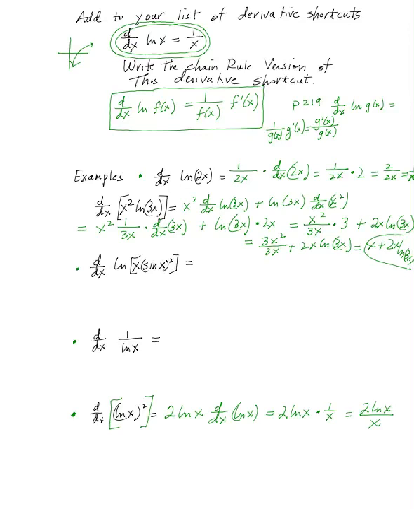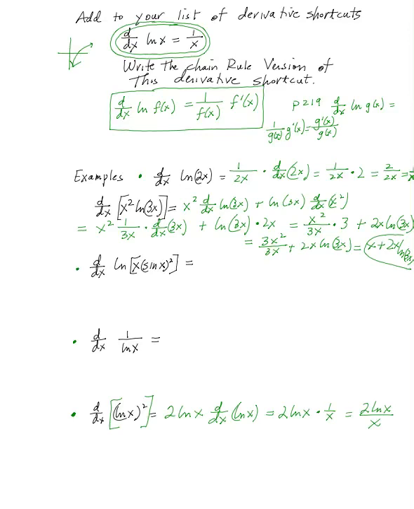Okay, so add to your list of derivative shortcuts: the derivative with respect to x of natural log x is 1 over x. And let me mention that, remember we said the domain of the natural log function is the positives. You can't take the natural log of a negative. So it's understood when you write the derivative with respect to x of natural log x is 1 over x, it's understood that that x is positive.